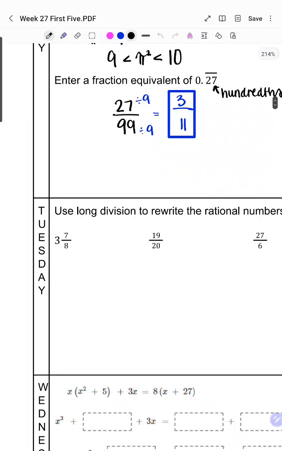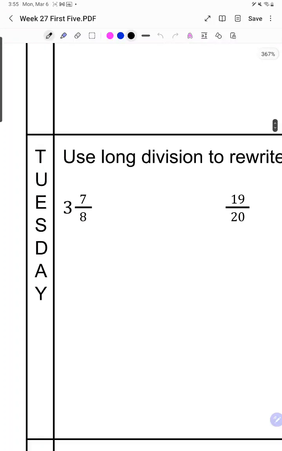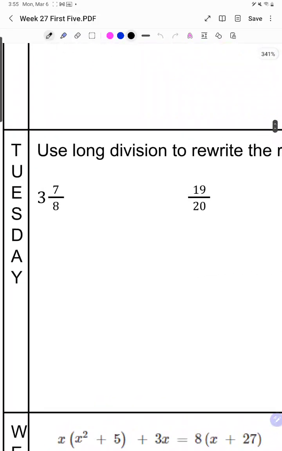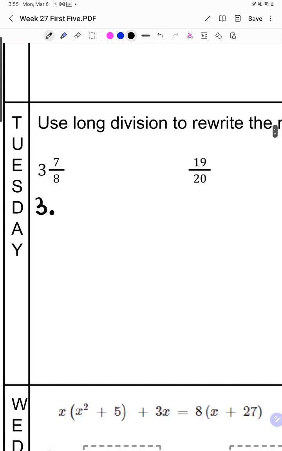First things first, we're going to do a review of the first 5. For the first one, actually for all of them, it says use long division to rewrite the rational numbers as terminating decimals. For this one, the first thing I'm going to write down is 3. That's just because 3 is a whole number, and so this is not going to change whenever it's put into a decimal. So it's going to be 3 point something.